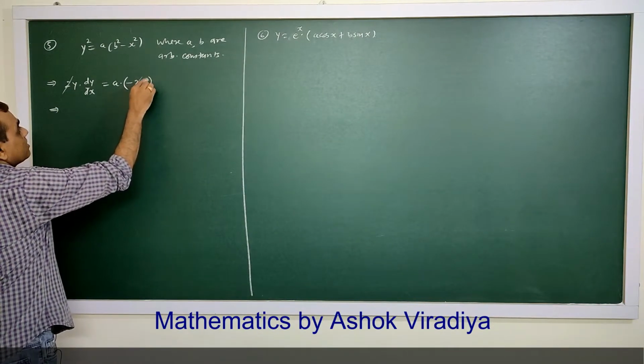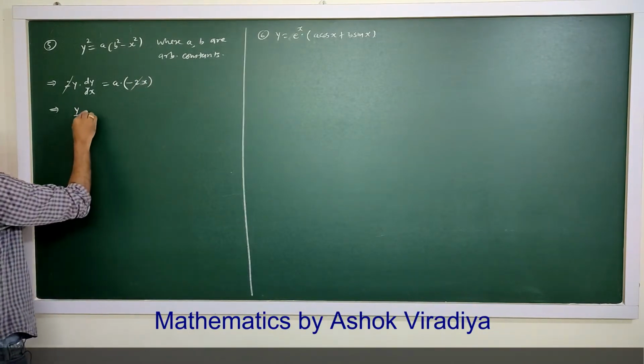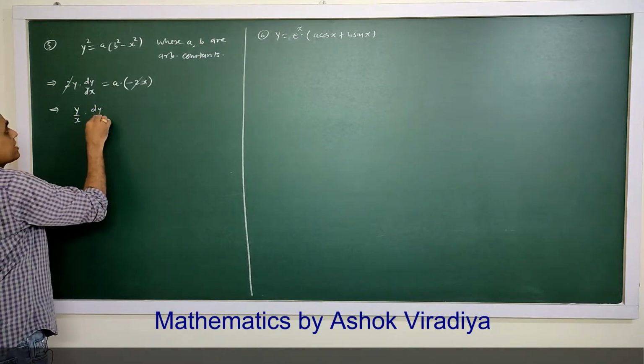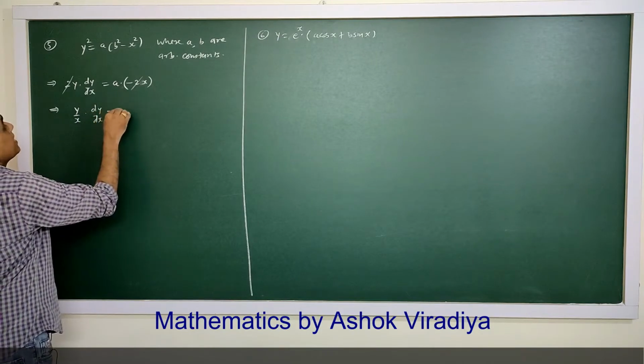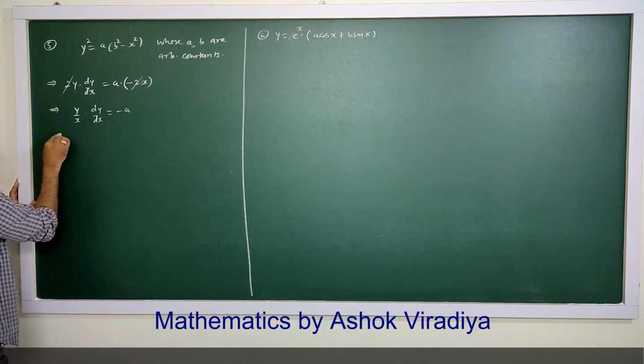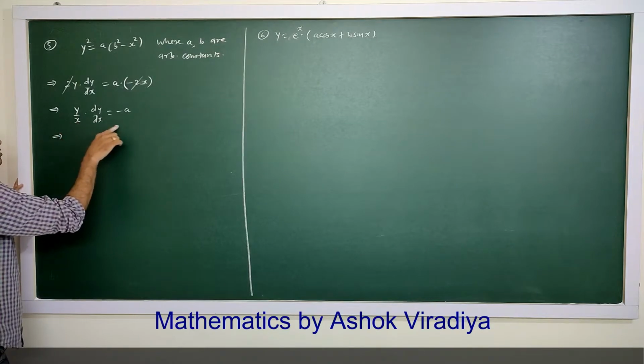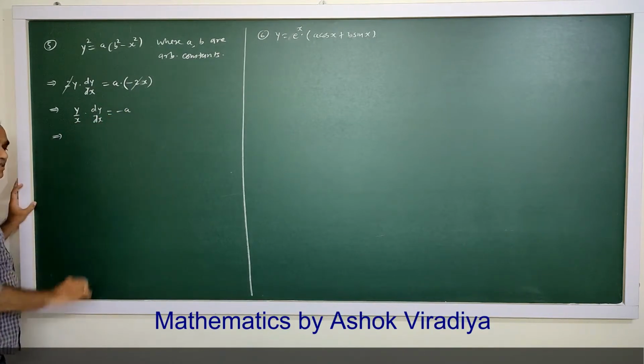So here this x I am taking on this side, y by x into dy by dx equal to minus a. Y into dy by dx is minus a. So this is now convenient form. RHS is constant.